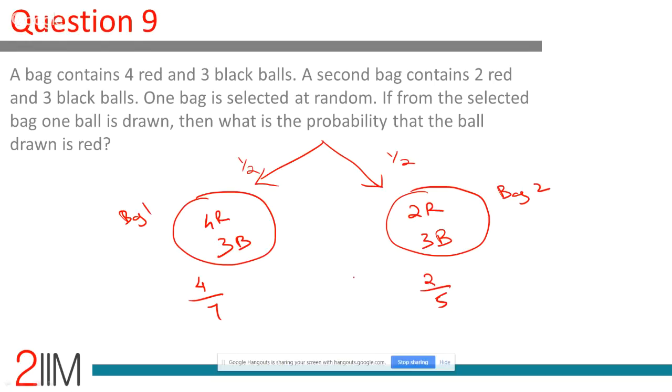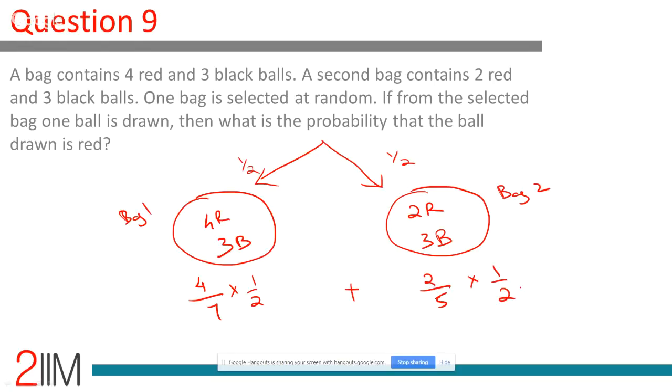So our probability is 4 by 7 into 1 by 2 plus 2 by 5 into 1 by 2. Whatever that turns out to be. So 2 by 7 plus 1 by 5. Take the LCM, simplify and all of that.